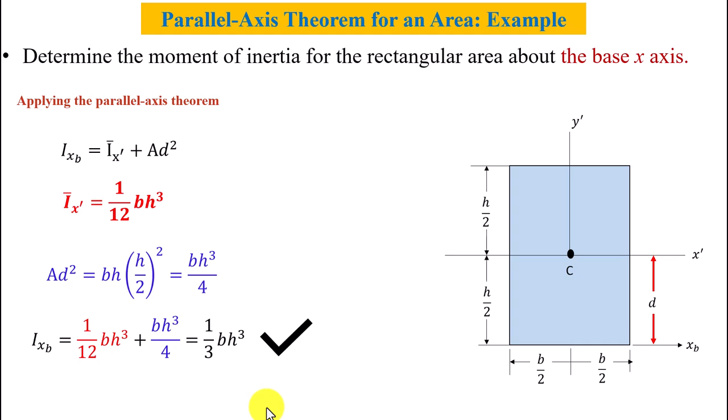The parallel axis theorem is very useful when you have a composite body, for example when you calculate the moment of inertia of a composite body. So in the moment of inertia examples I have worked, I will put in the description box the links where I used the parallel axis theorem when I calculated the moment of inertia of a composite body. Okay, then you will now understand it very well.